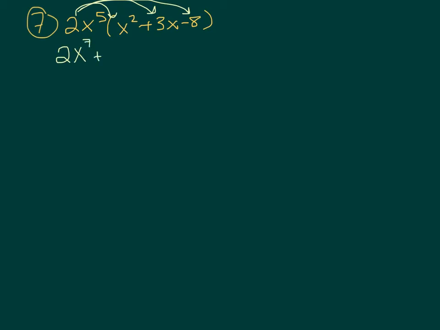And then I'm going to do similar things with the other two. 2x to the fifth times 3x to the first, if you want to write the 1 you can, gives me 6 times x to the sixth. 2x to the fifth times negative 8 gives me minus 16x to the fifth. That's all I do for that problem. I can't do any more because all I have now is some stuff together that's not like terms.